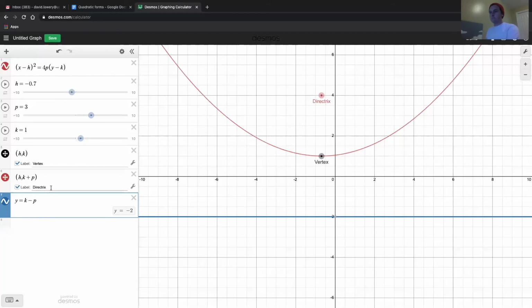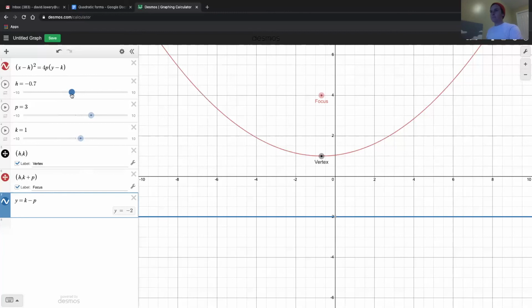Oh shoot. This is the focus, guys. I'm sorry. You guys are probably screaming at your screen right now, like, Mr. Lowry, that's not the directrix. Okay, this is the focus. Sorry. Okay, now we got it. Pretty cool. So yeah, let's mess with this a little bit.